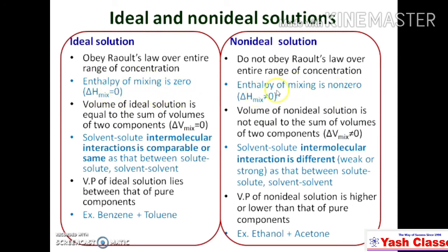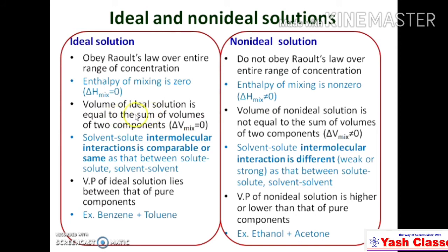In case of non-ideal solution, enthalpy of mixing is non-zero. So it may be positive or negative. It means at the time of preparation of non-ideal solution, when solute is mixed with solvent, either there is an evolution of heat or absorption of heat. Process may be endothermic or exothermic. So here enthalpy of mixing is non-zero. It means either it is positive or negative.